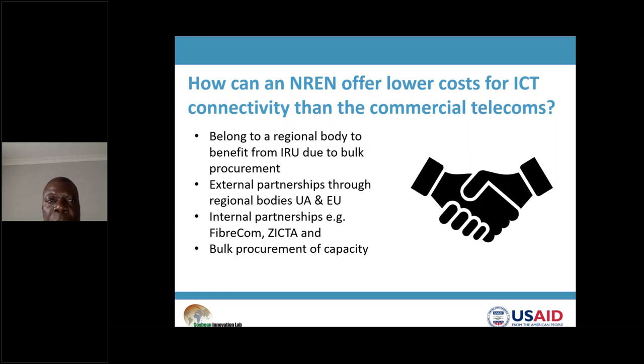We didn't lose you. We're on how can an NREN offer lower costs for ICT connectivity than the commercial telecoms? I'm there now, I can see it. One has to belong to a regional body which normally does an IRU to procure capacity in bulk, and also belong to external partners through regional bodies like UbuntuNet Alliance and the European Union. Also internal partnerships I talked about, our power utility company through Fibercom and ZICTA, and bulk procurement of capacity from UbuntuNet Alliance also helps us to have a lower cost of internet as compared to commercial telecoms.